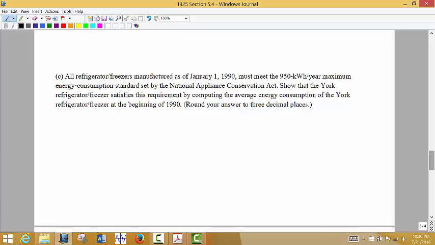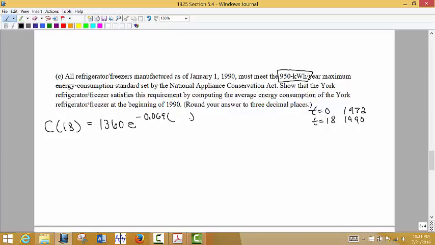So when is 1990? If t equals 0 corresponds to 1972, then 1990 would be 18 years later, so we're looking at a t value of 18. So let's prove that in that year, the energy consumption was below 950. So I'm going to plug 18 into our c function there. I get 1360 times e to the negative 0.069 power, and our t value is going to go right into the parentheses there, so it's going to be times 18, and then on the outside of that we're adding 500.